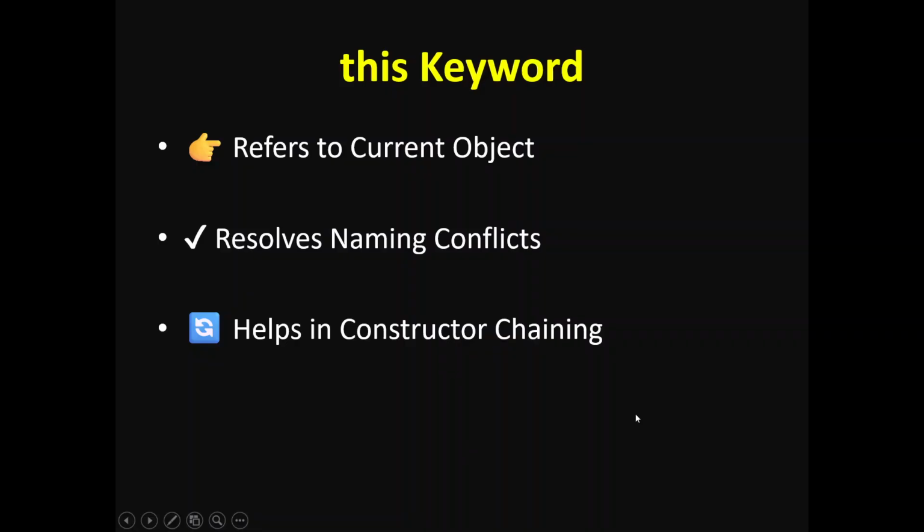For example, if we have multiple constructors inside a class, then we can call one constructor from the other using the this keyword. So these are the uses of the this keyword. In short, super we can use to access the parent class properties, whereas the this keyword we can use to refer to the current object.